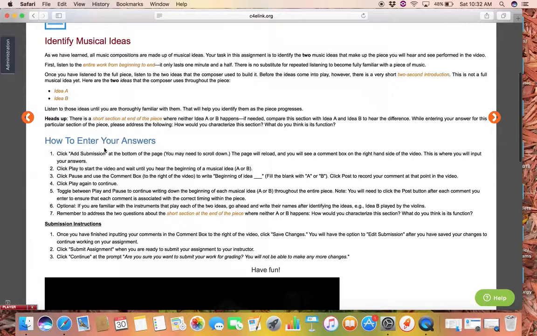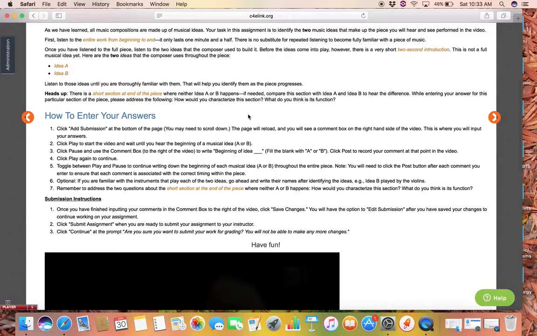Before we get to answering the questions, there is a short section at the end of the piece where neither A or B happens. You'll hear that. If needed, compare this with idea A and B to hear the difference. While entering your answer for this particular section of the piece, please address the following. How would you characterize or describe this section? What do you think its function is? Why do you think the composer put it there?